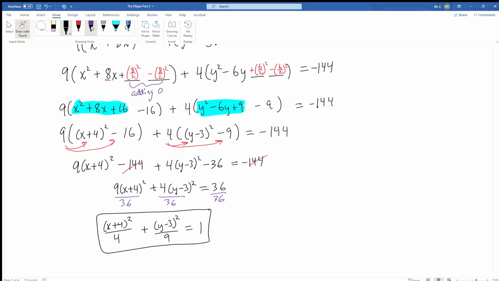Well, the center's pretty straightforward. That's at -4, 3. All right, we've got x plus 4 and y minus 3, so our center is at -4, 3. Okay, now we need to know what a and b are. So this is vertical, since the larger number is paired up with the y, so a is equal to 3, and b is equal to 2.